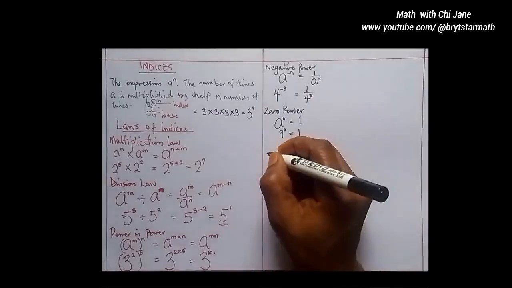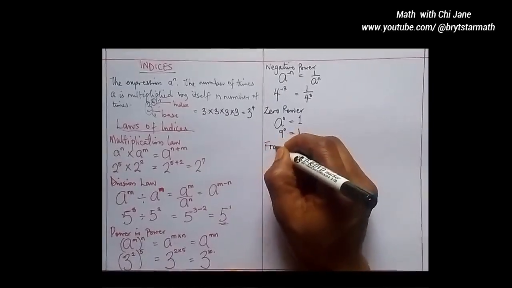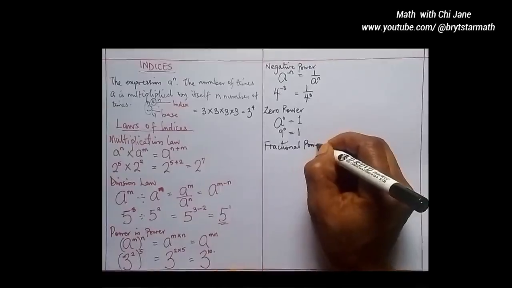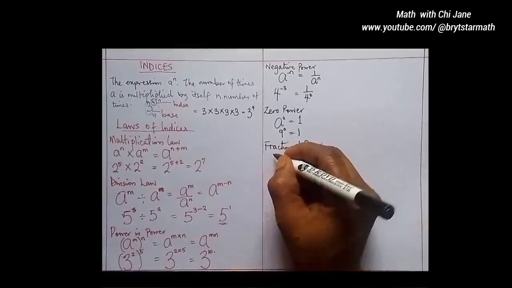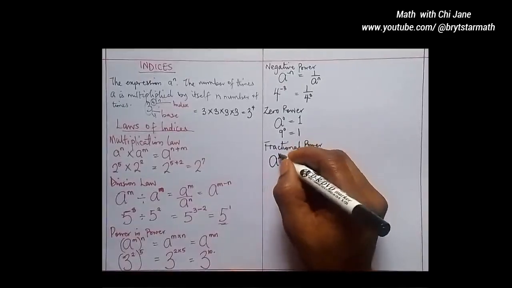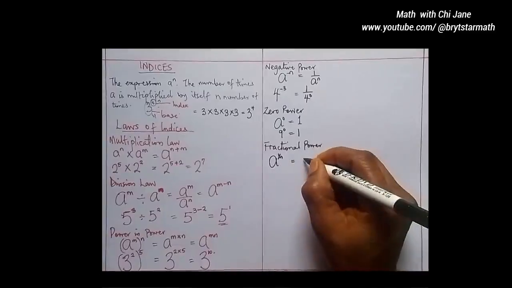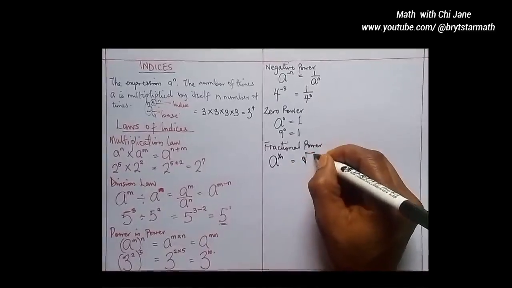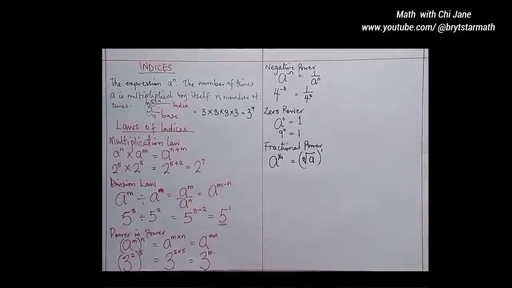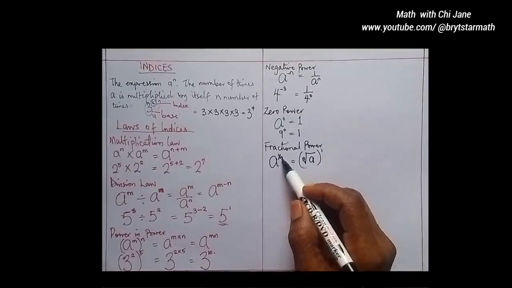Then we also have the fractional power law. For fractional power law, we have a raised to the power of 1 over n. This is the power is fraction, so it becomes the nth root of a, everything raised to the power of 1. Okay, because it's 1 over n.